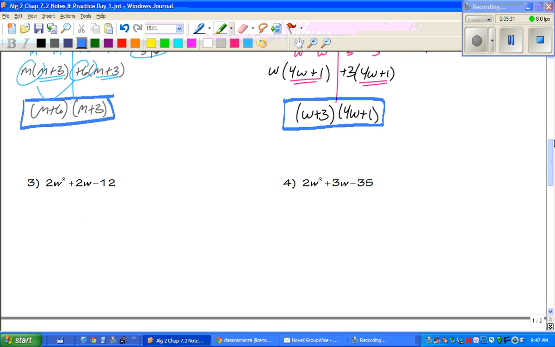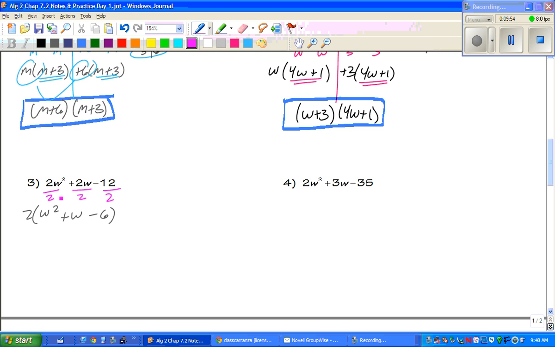All right, number 3. Is there a GCF? In this one there is. Okay, you can divide everything by 2. So the 2 comes out front, and we're left with w squared plus w minus 6.